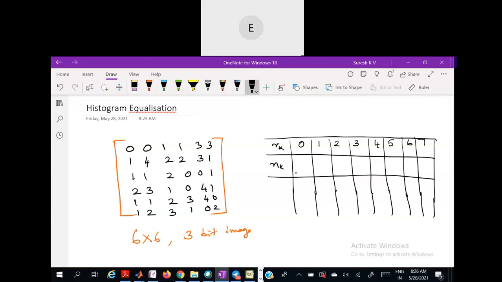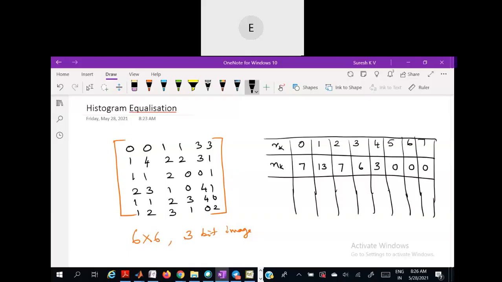7. 7, sir. Correct. So there are 7 zeros, and the number of ones is 13. Very good. Number of twos is 7. Number of 4s is 3, and the other values are zeros.